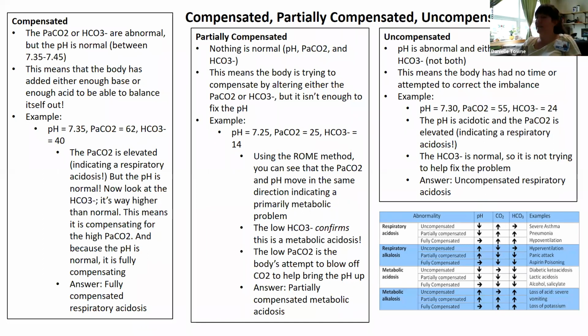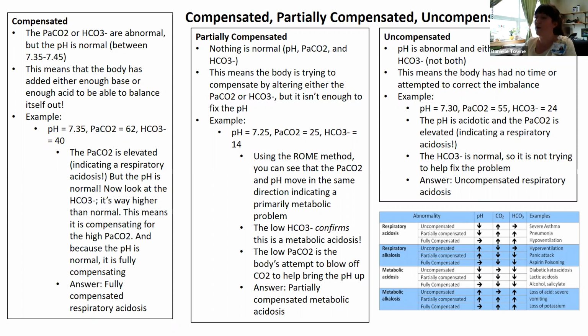Let's look at partially compensated. In partially compensated, not a single thing is normal. pH is wrong, CO2 is wrong, and bicarb is wrong. They're all outside of range. And that means that the lungs or the kidneys are trying to fix the problem, but they haven't fully fixed it yet, which is why they're abnormal and the pH is still abnormal.